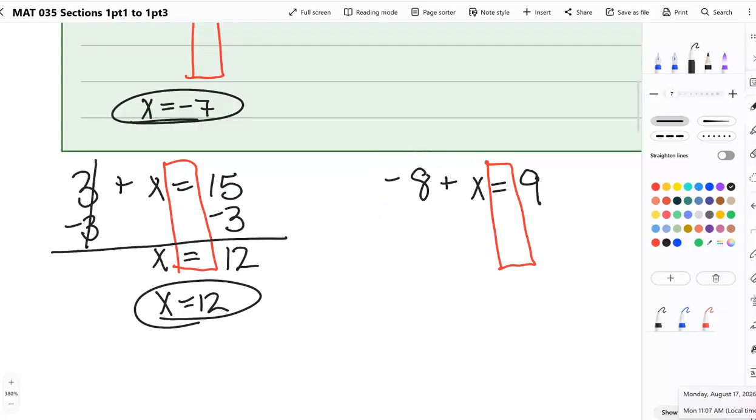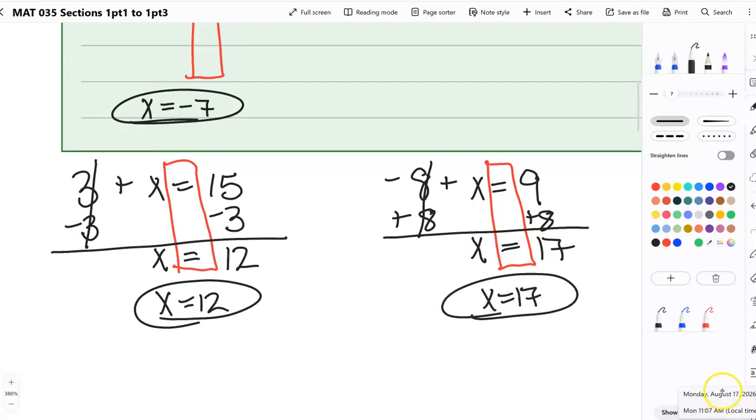That negative 8, to zero it out, we would add positive 8 to it. And what I do to the left, I've got to do to the right. Math is always fair. So negative 8 plus 8 is going to zero out. So that's really a 0 plus x, which is x. And then I have 9 plus 8, which is 17. So I get x is equal to 17. So that's how you solve a one-step equation.